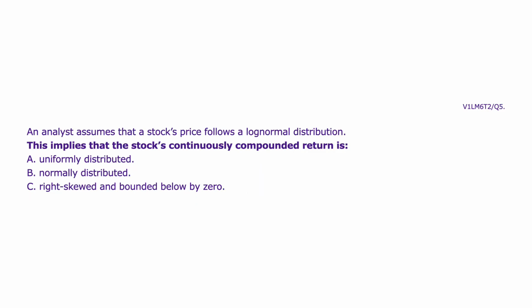An analyst assumes that a stock's price follows a log-normal distribution. This implies that the stock's continuously compounded return is: A. Uniformly distributed, B. Normally distributed, C. Right-skewed and bounded below by 0.